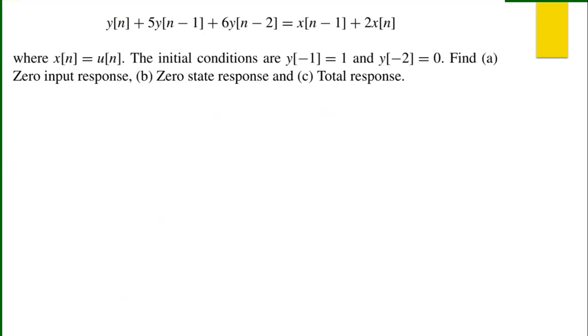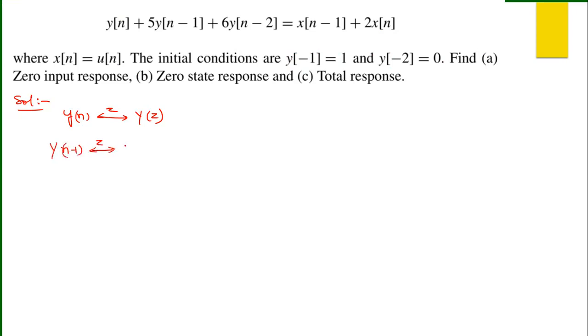if they give the difference equation and ask you to find the zero state response, zero input response, total response, then first you need to solve it. First, y of n minus 1, y of n minus 2, x of n minus 1, x of n are there. First you write that the Z transform of y of n is Y(z). Did they give the initial conditions? Yes.